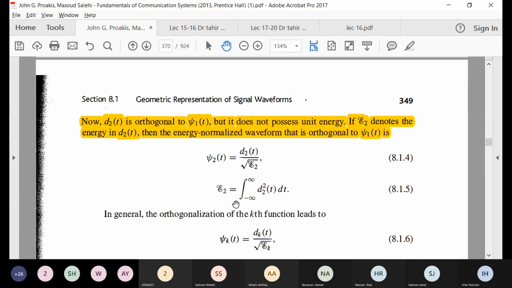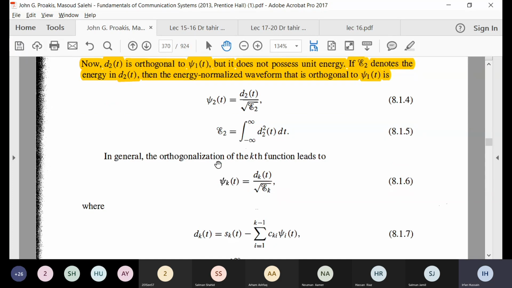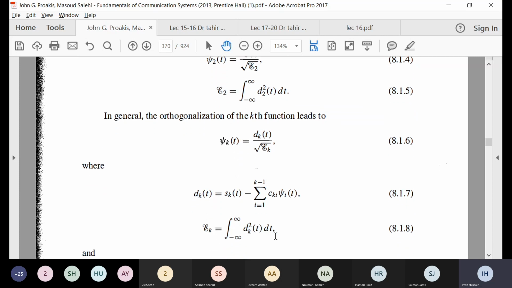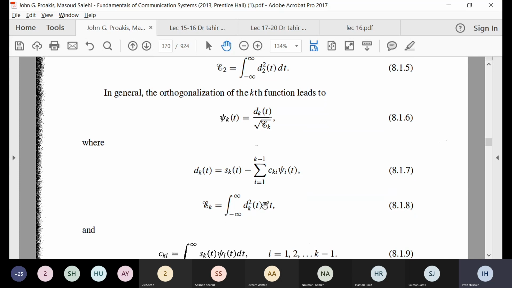Alright. So for psi 2, psi 3, psi 4, you can do it like that. For every psi k, it will be equal to its relevant dk over the energy of dk, and every dk is found by its relevant sk minus all the projections of all the previous orthonormal signals onto this sk(t). That is all subtracted, hence you get dk(t). So hence you will get this thing, and you will be getting the psi k, which will be normalized, as well as they won't have any projection of the previous orthonormal vectors.